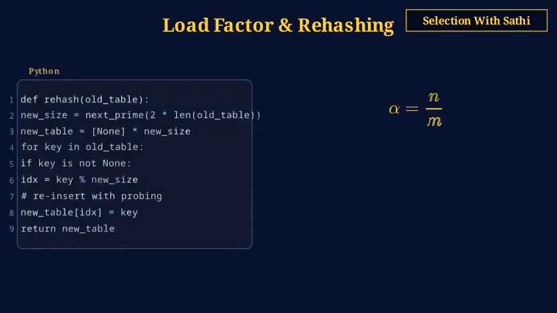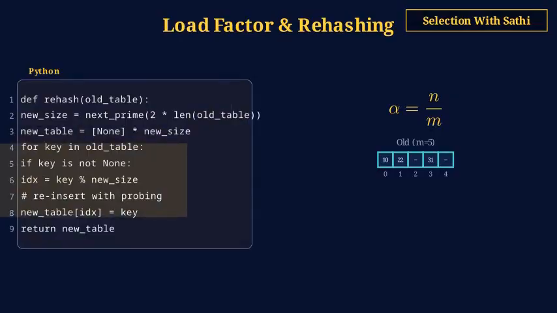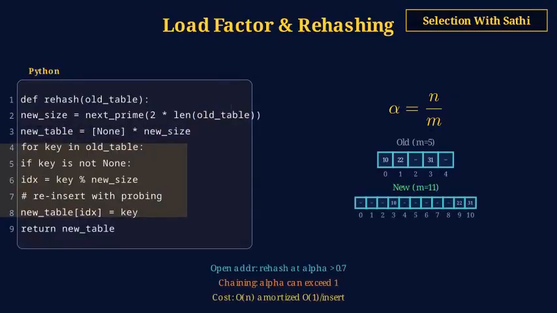The load factor alpha equals n divided by m. When alpha gets too high, performance degrades. Line 1, the rehash function creates a new, larger table. Line 2, new size is roughly double, but we pick the next prime. Lines 4 through 8, we reinsert every existing key into the new table.